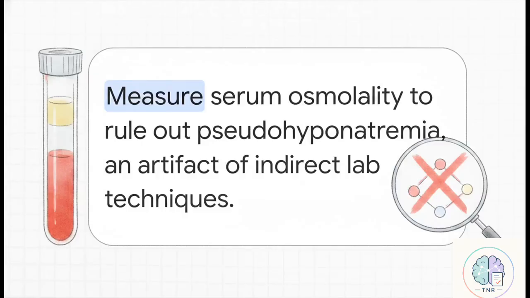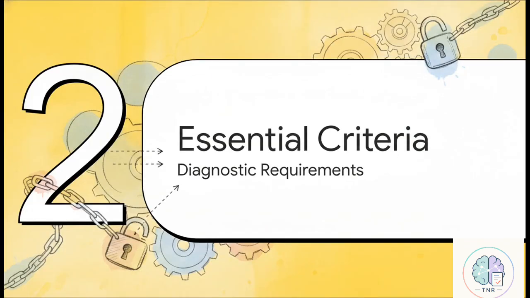But wait, before you even think about locking in a diagnosis of SIAD, you absolutely must heed this warning. You always have to measure serum osmolarity to rule out pseudohyponatremia. Think of pseudohyponatremia as a really frustrating lab artifact. Basically, if a patient has extremely high proteins or lipids floating around in their blood, the indirect laboratory techniques we use can make the sodium look falsely low. By actually checking the true osmolality, you confirm if the blood is genuinely dilute or if the lab is just playing tricks on you.